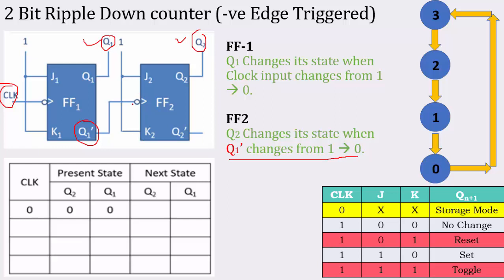Why? Because the negative edge of trigger and Q1 bar is connected to the clock of flip flop 2. That's why Q1 changes from 1 to 0. At that time, Q2 will change its state. So let us take the example.